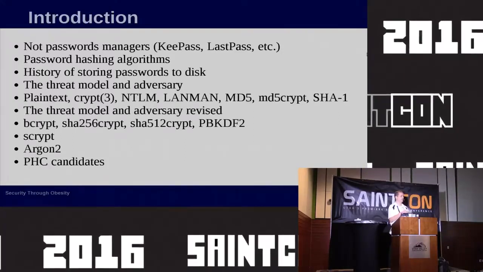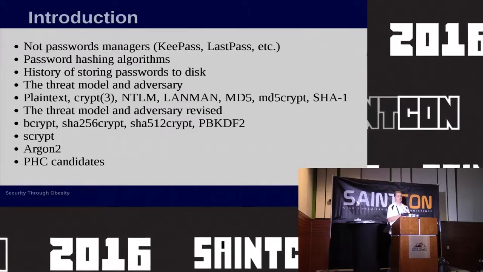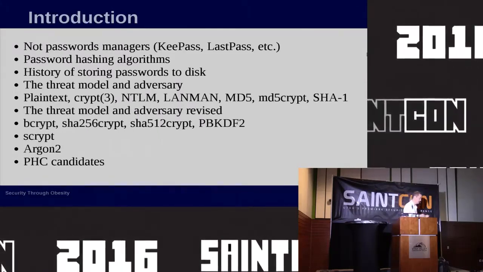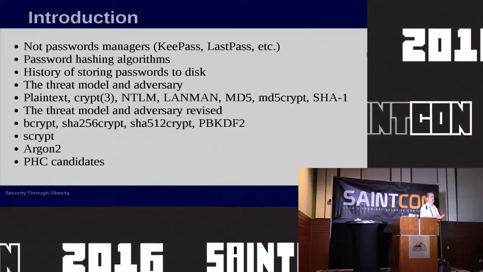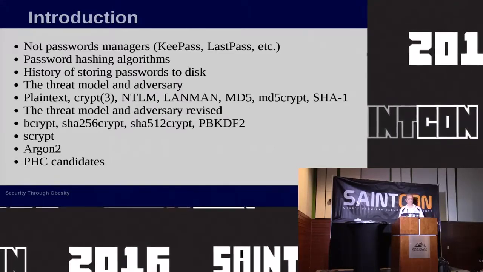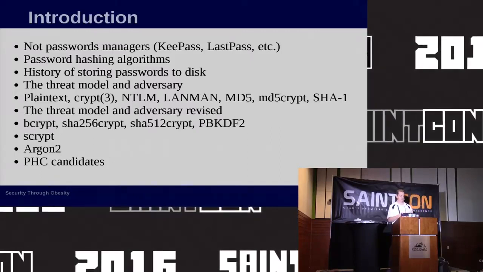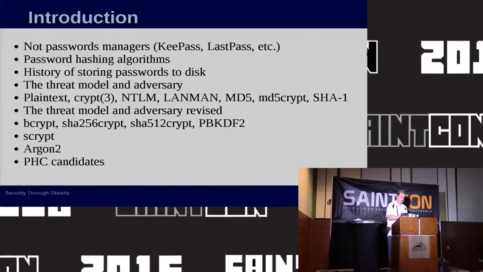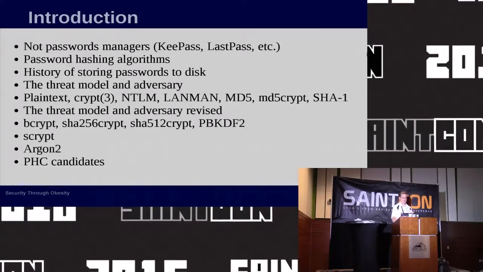So I'm going to talk about the different password hashing algorithms that are available to us right now. I'll look at a brief history of how we store passwords to disk. As with any security discussion, you always need to talk about your threat model and your adversary. So I'll cleanly and very clearly outline what that is. We'll look at some different ways to store our passwords. Then we'll try and revise our threat model and adversary. And then we'll finally conclude with some more modern alternatives.